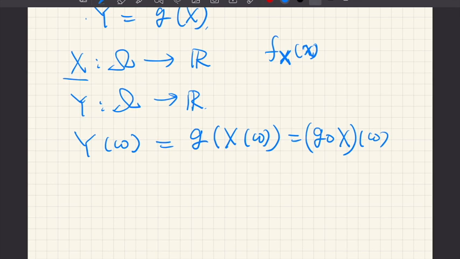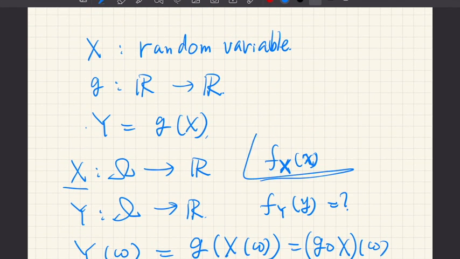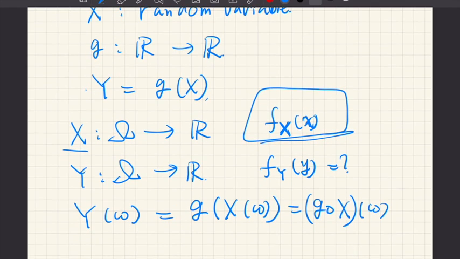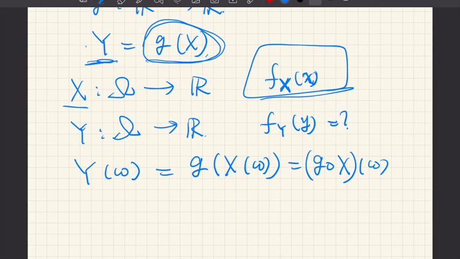Then, what is the density function for the new random variable y? Since the density function of x is already defined, and the random variable y is defined in terms of the random variable x, then somehow we should be able to derive this density function from this information, right? So how do we do that?